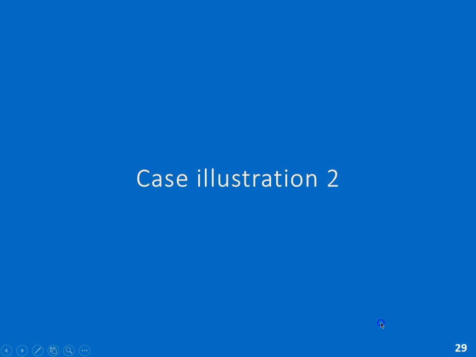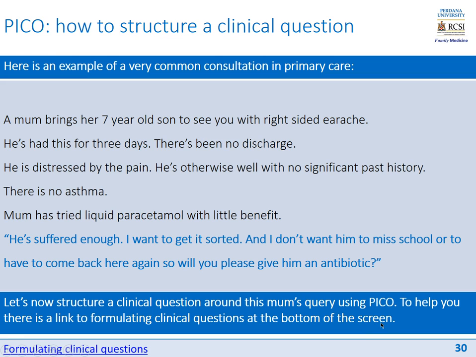Let's look at a second case. This is quite a common situation in family medicine. A mother brings her 7-year-old son to see you. He has a right-sided earache for the last 3 days. There's been no discharge, but he's very distressed by the continued pain. He's otherwise well with no significant past history, and in particular no asthma. His mother has tried liquid paracetamol for the 3 days, but with little benefit as he's still in distress.